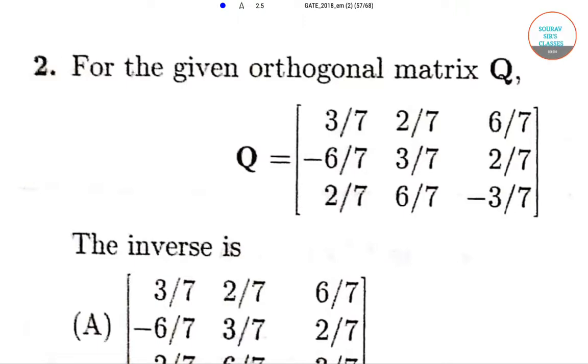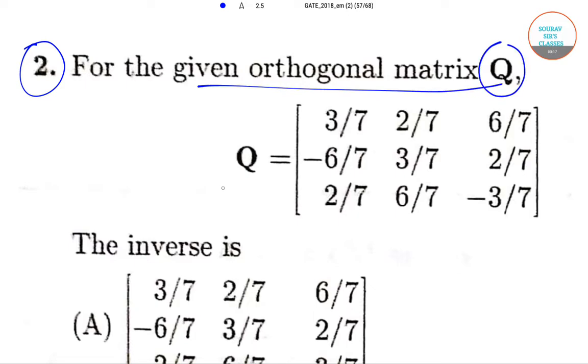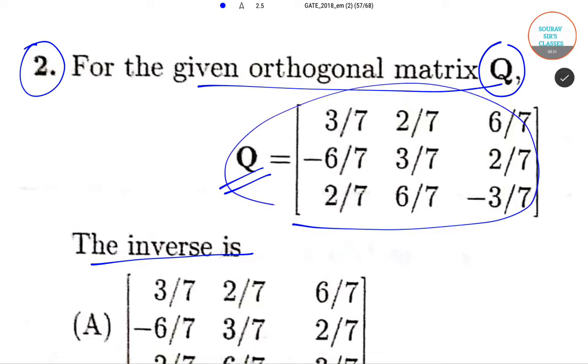Today we'll be solving question number 2 from the engineering mathematics portion of the civil engineering GATE exam paper of year 2018. Let's start with question number 2. It has been given that for the given orthogonal matrix Q, we need to find out the inverse of this matrix.